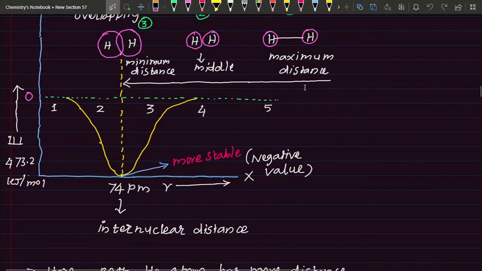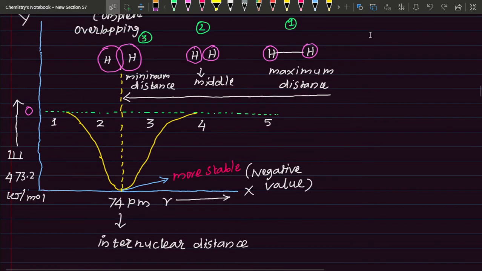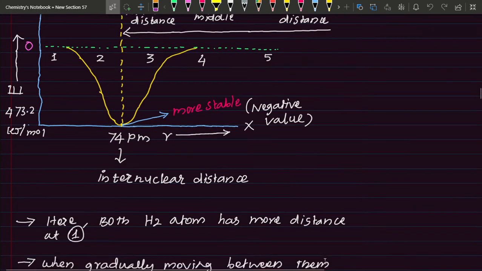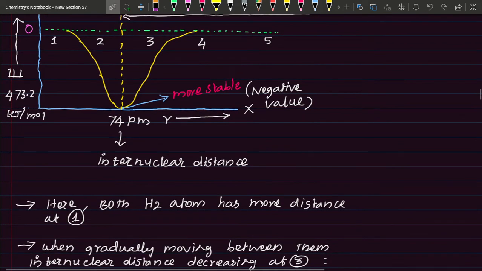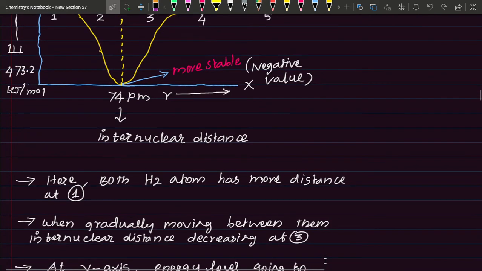This is the place 1, this is the 2, this is the 3. Please see the diagram. We can move below. At maximum distance at 1, both H2 atoms have more distance. When gradually moving between them, the internuclear distance is decreasing at 3.